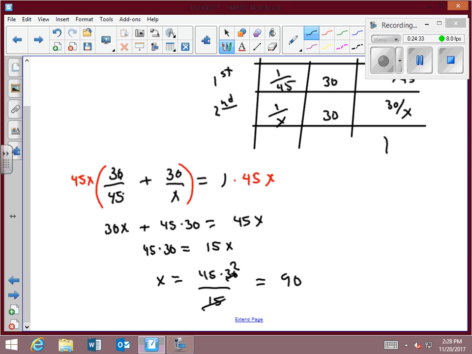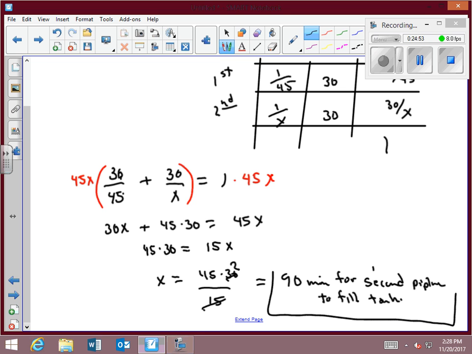90 minutes for second pipeline to fill tank. Does that make sense?